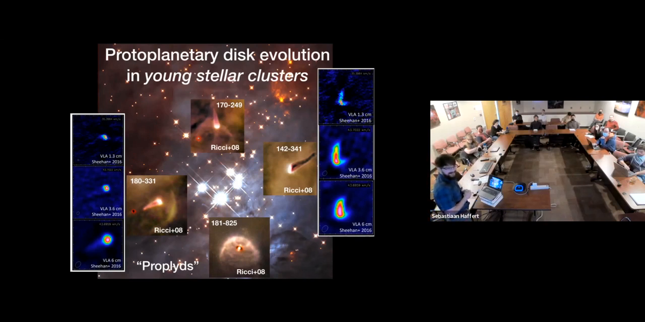And nowadays, in the era of ALMA, we're able to probe the dust and molecular gas reservoirs of these protoplanetary disks. And we can use submillimeter wavelength measurements of dust emission and molecular line emission to examine how environment effects like external photoevaporation influence the masses and sizes and chemical compositions of protoplanetary disks.